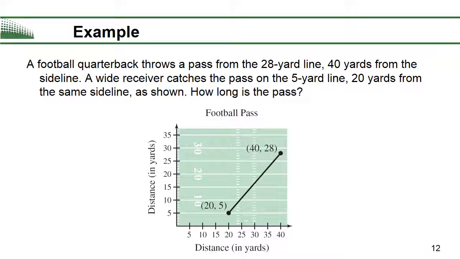Okay, our final example is a word problem. A football quarterback throws a pass from the 28-yard line, 40 yards from the sideline. A wide receiver catches the pass on the 5-yard line, 20 yards from the same sideline as shown. How long is the pass? So we have the football field. We also have it placed in a coordinate plane, which is very nice, and they're giving us the 2 points. So we're trying to find the distance between the points (20, 5) and (40, 28). Pause the recording. See if you can work the problem out, and then resume the recording to check your answer.